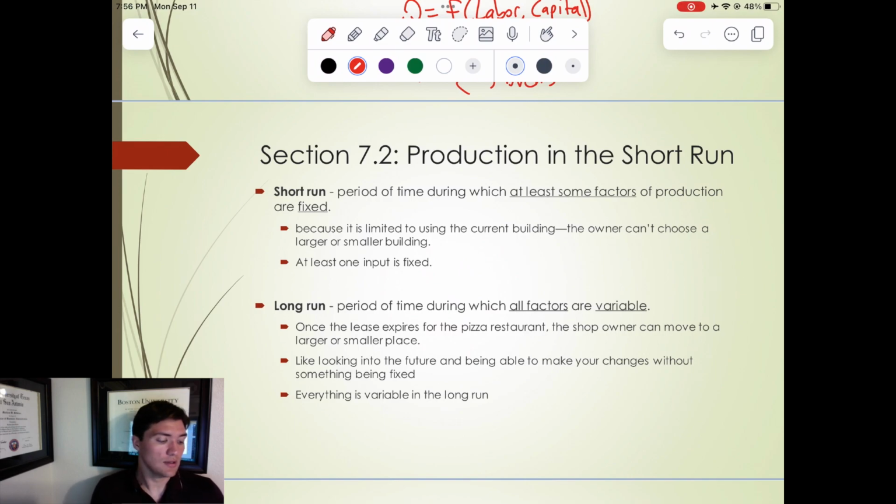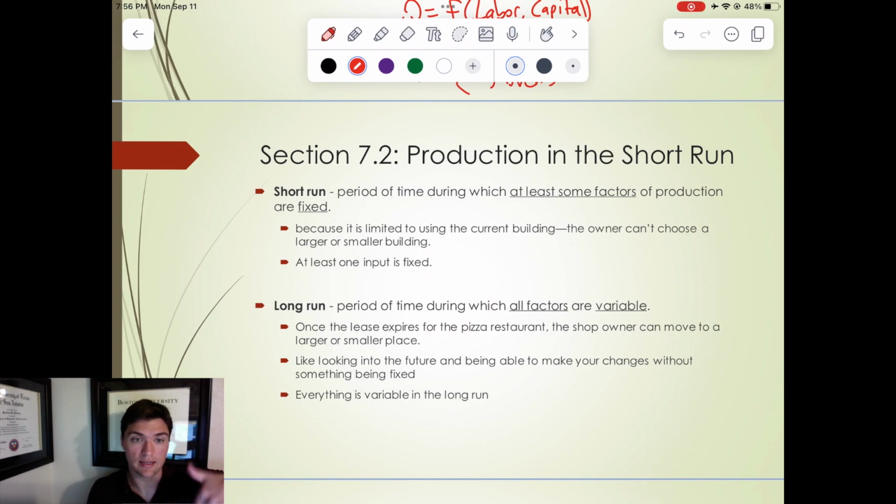Okay. Now, the long run, that is where all inputs are variable. Meaning, if you are looking next year or 5 years from now, you don't need to be in this building. You can be in a bigger one. You can be in a smaller one. You can have 5 ovens. You can have no ovens. You can have more employees, less employees. Everything can change in the long run. You're not stuck. You're not signing a lease 5 years from now.